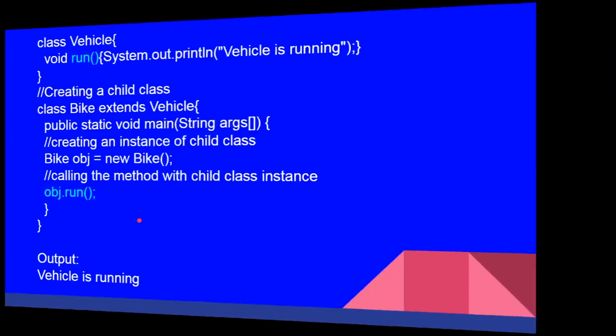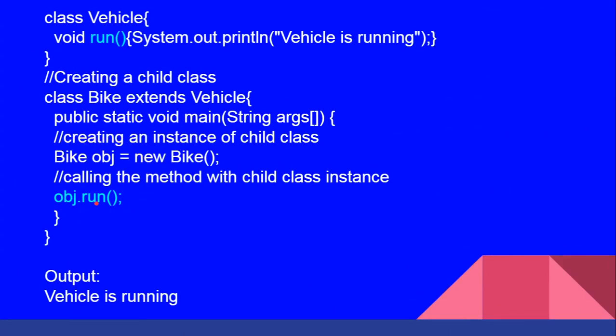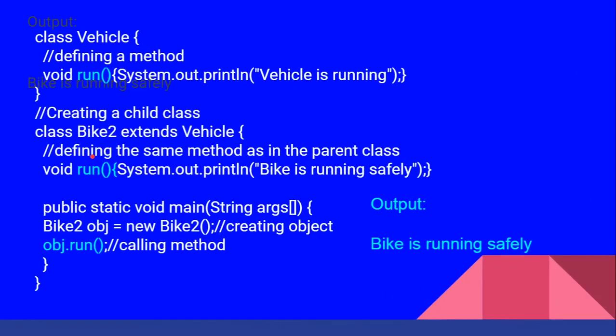But see the previous example, there is no new definition of the run function in the child class. Only the parent class has the definition of run. In that case, the message is printed as it is. But when the same function name is used in the child class also, the system overrides the process, and instead of using the parent class method, it uses the child class method, and this is called overriding. The method is overridden from the parent class in the child class, and this message, Bike is running safely, is printed instead.